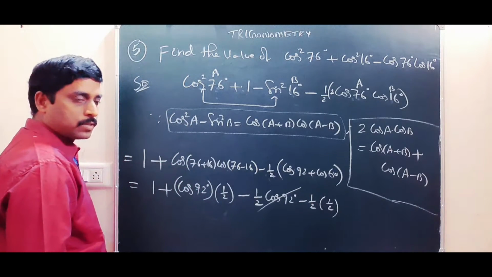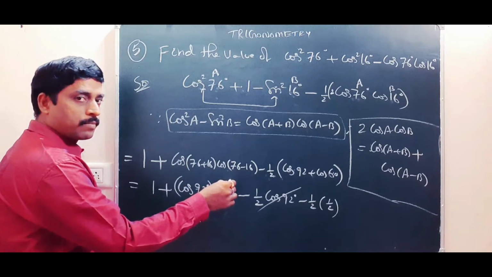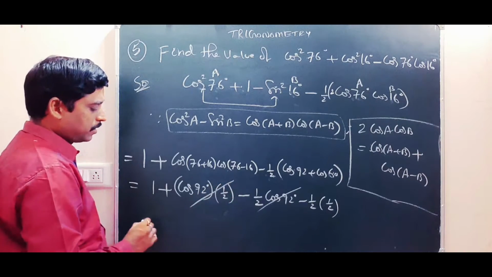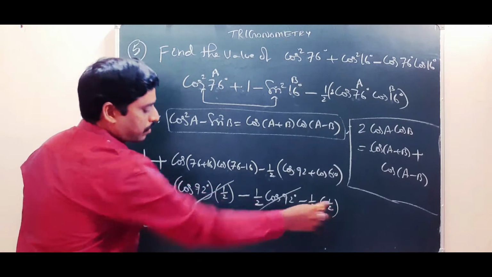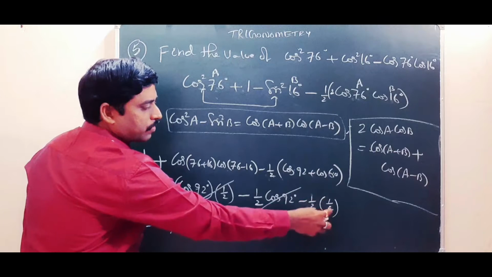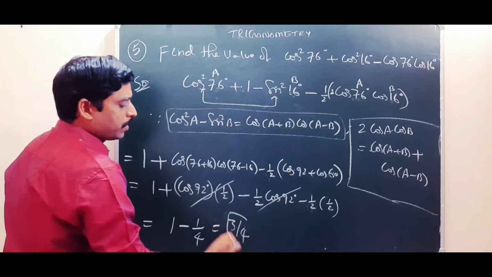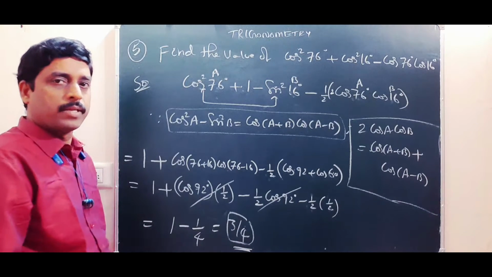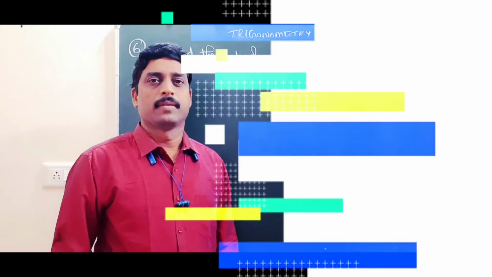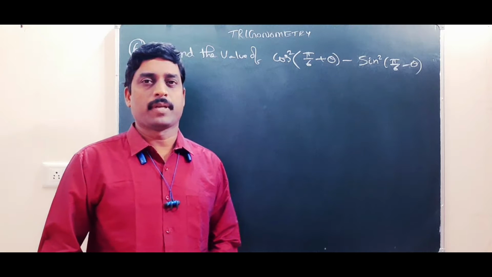Minus 1 by 2 cos 92 degrees plus 1 by 2 cos 92 degrees get cancelled. 1 minus 1 by 4. 1 by 2 into 1 by 2 is 1 by 4. So 1 minus 1 by 4 will be 3 by 4. So what is the answer? 3 by 4. Okay, moving to next question.